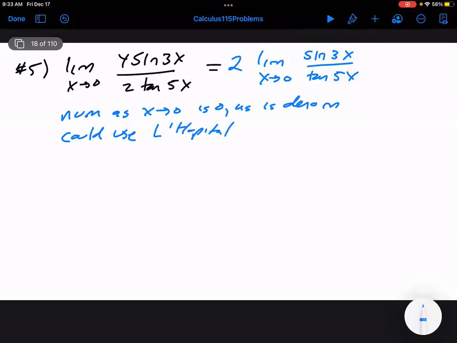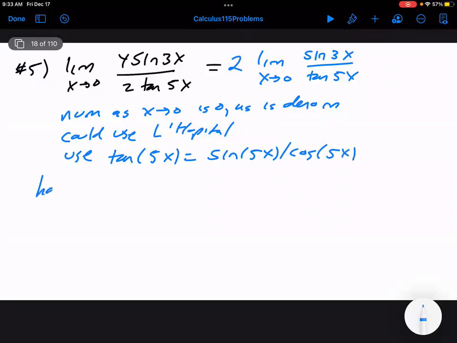You would have to remember what the derivative of tangent is, and you would have to use either the chain rule or the multiple rule. You could use, to make things a little bit easier, that the tangent of 5x is the sine of 5x over the cosine of 5x.